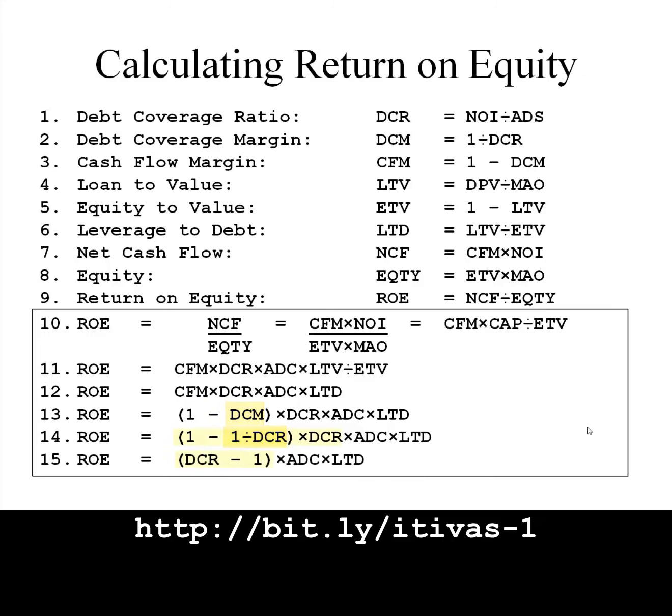And finally, we then carry the product of the expression times DCR is now DCR minus 1 times the ADC times the LTD for the return on equity. Thus you can see that both the cap rate and the ROE are both tied to the DCR, ADC, and LTV.